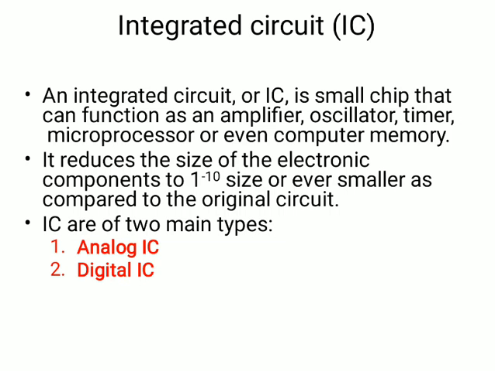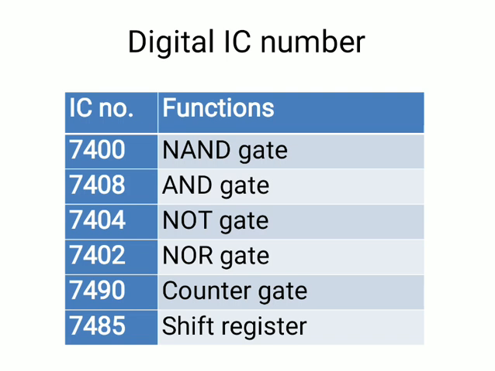Basically there are two types of ICs. The first one is analog IC and the second one is digital IC. Analog IC means the IC which will process analog signals. In a digital signal we have values like 0 1 1 0. For analog signals we can give 5 volt, 2 volt, 3 volt, different values, to the ICs.